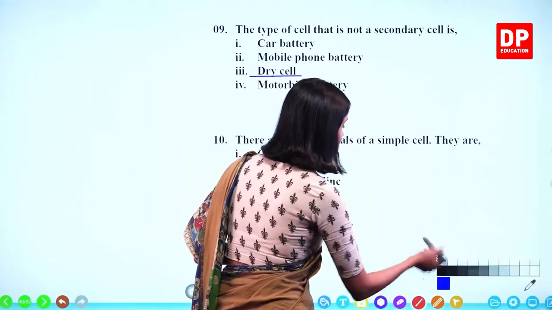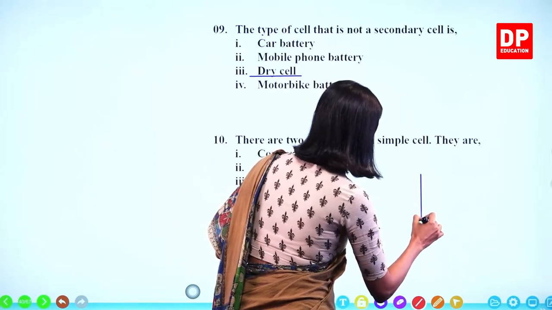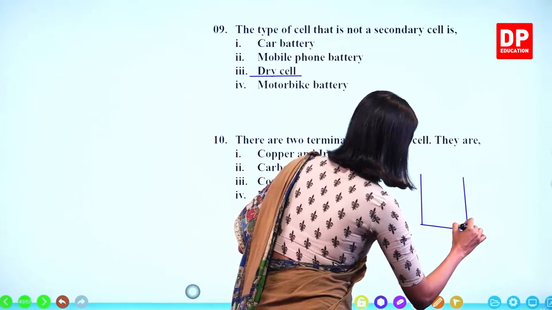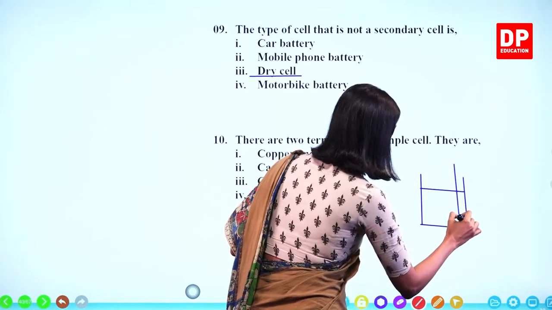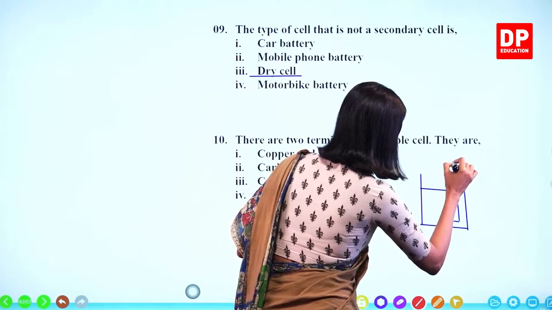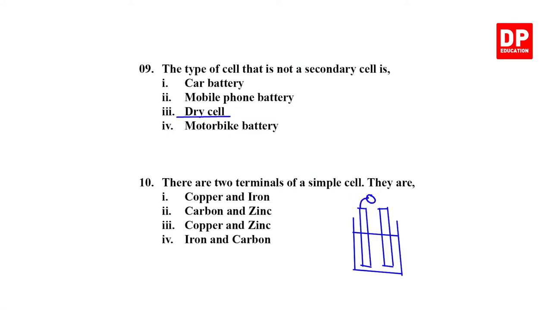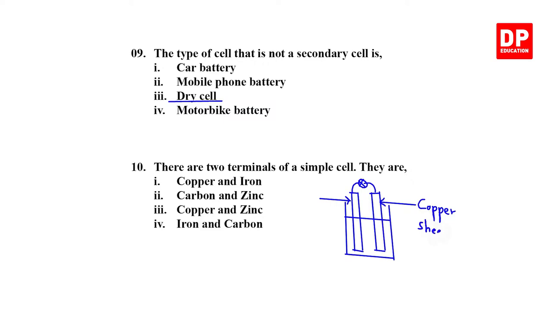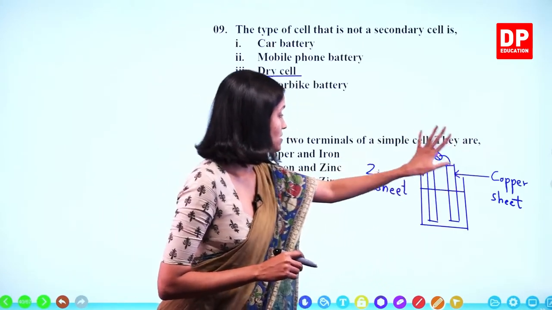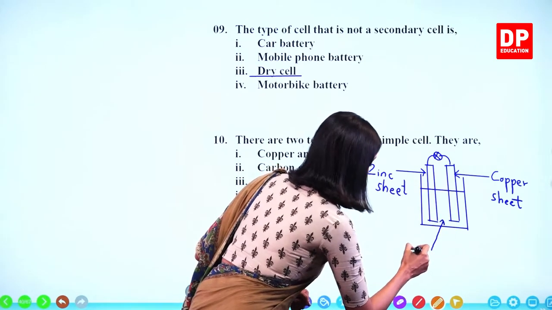Do you remember how we made this, children? Right. Do you remember we used dilute sulfuric acid in a beaker like this, right? And then we immersed these two sheets, two metal sheets like this. And then we connected the small bulb to this, right? One sheet was copper sheet, the other sheet was zinc sheet. Zinc sheet. Okay. We can make a simple cell by immersing a copper sheet and zinc sheet in dilute sulfuric acid.